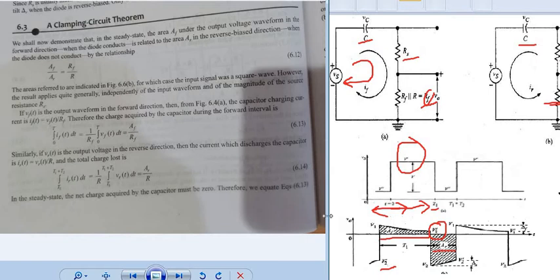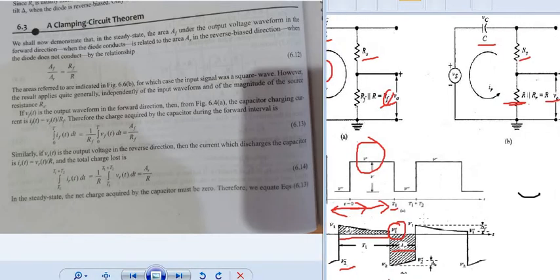Now similarly, when it comes to the reverse direction, this is the reverse bias condition, right? So the output voltage here will be VR of t. Whatever output is obtained is your VR of t, which will be completely the reverse direction of your previous one.